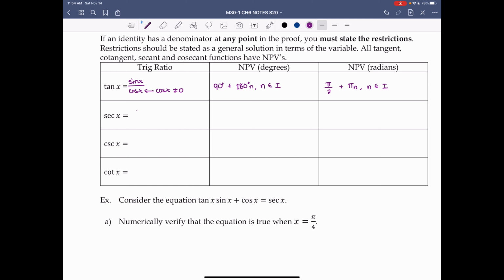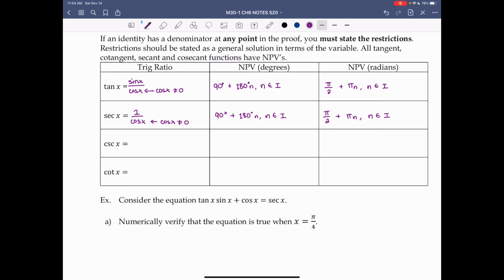Secant x is 1 over cos x, so again our NPVs would be that cos x cannot equal 0, we can't divide by 0, so again it would be 90 degrees plus 180 degrees n, where n is an element of the integers, or in radians, pi over 2 plus pi n, where n is an element of the integers.